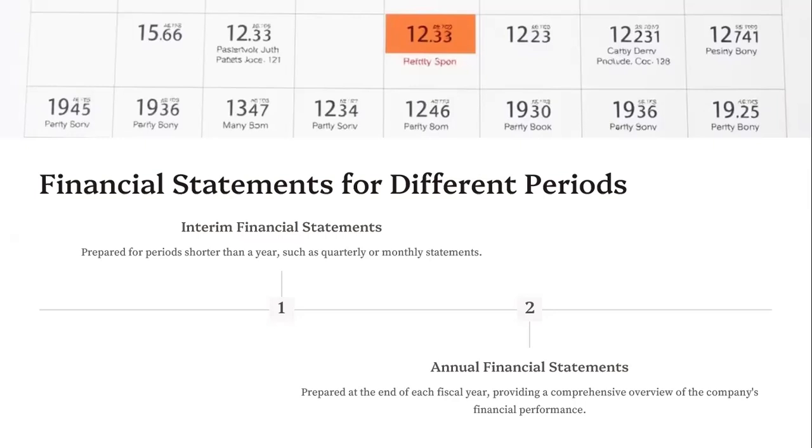Interim financial statements are prepared for a period shorter than a year, such as quarterly or monthly statements, and annual financial statements are prepared at the end of each fiscal year, providing a comprehensive overview of the company's financial performance.